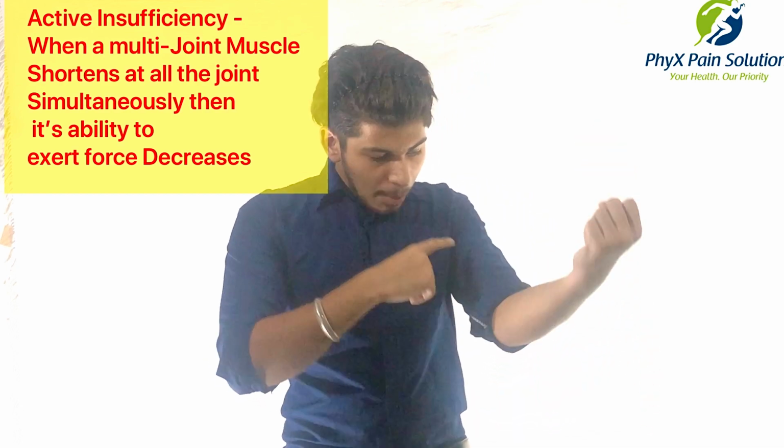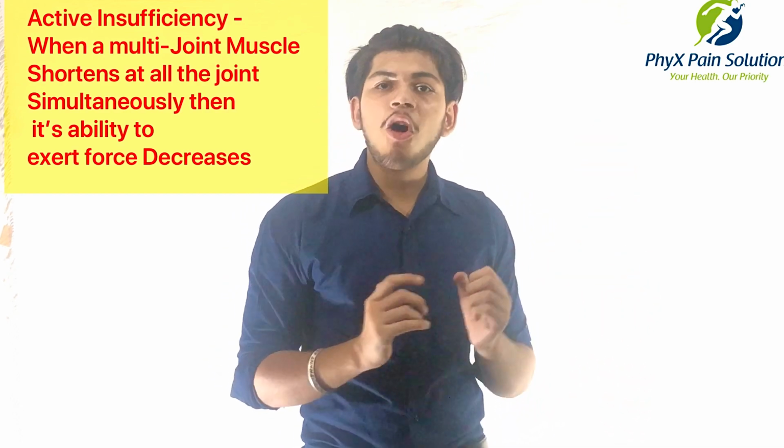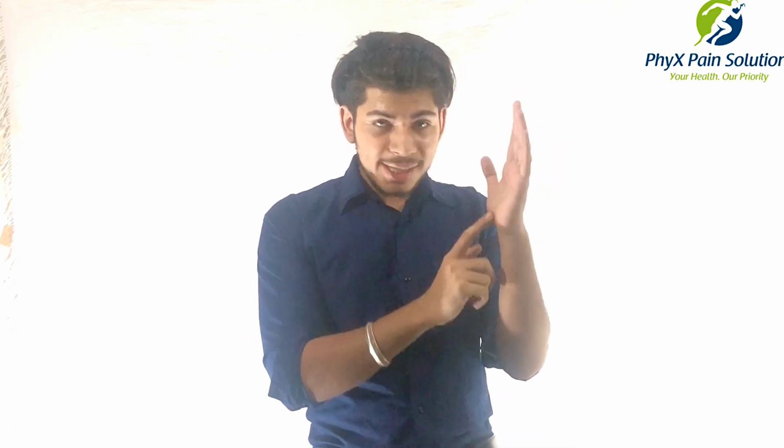Suppose I have the flexors of my forearm. So what do they cross? They cross the wrist joint, metacarpophalangeal joint, interphalangeal joint, etc. So it is a multi-joint muscle. It is crossing two and three joints. So it can also function in making a fist. It can also function in doing flexion at the wrist joint.